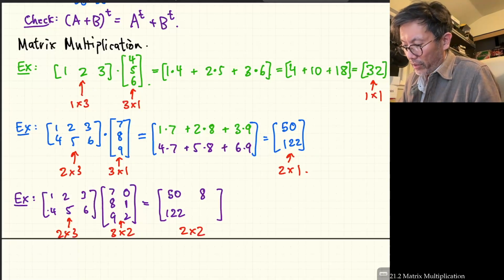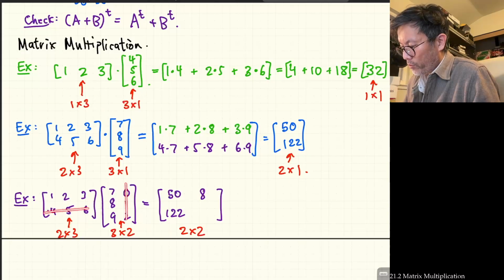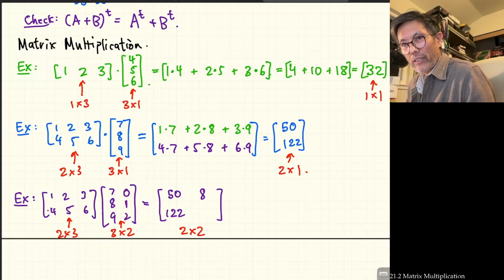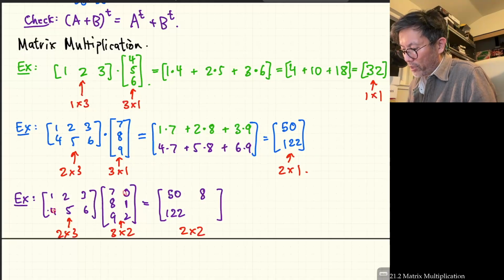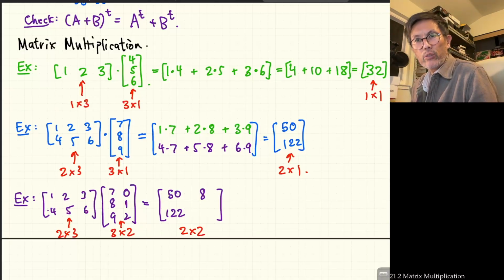Okay, and finally, 4, 5, 6, we interleave that. We take the dot product of that with 0, 1, 2 to obtain this entry right here, the 2,2 entry of the product. And what I get is 4 times 0, which is 0, plus 5 times 1, which is 5, plus 6 times 2, which is 12. 5 plus 12 is 17.